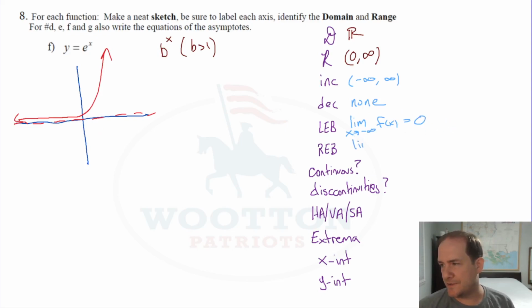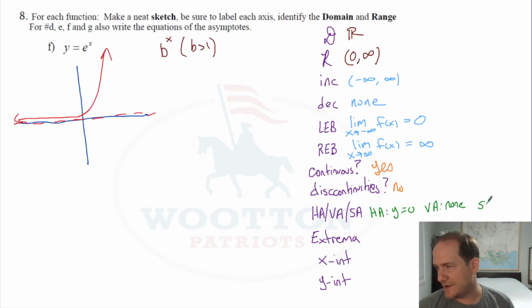But now notice that as we let x go to positive infinity, our end behavior is that we shoot up to positive infinity. So we've got finite end behavior on the left, but infinite end behavior on the right. Are we continuous? Yes. So are there any discontinuities? No. Are there any asymptotes? Yes. We do have a horizontal one, and its equation is y equals 0. Do we have a vertical one, though? No. Do we have a slant asymptote, though?